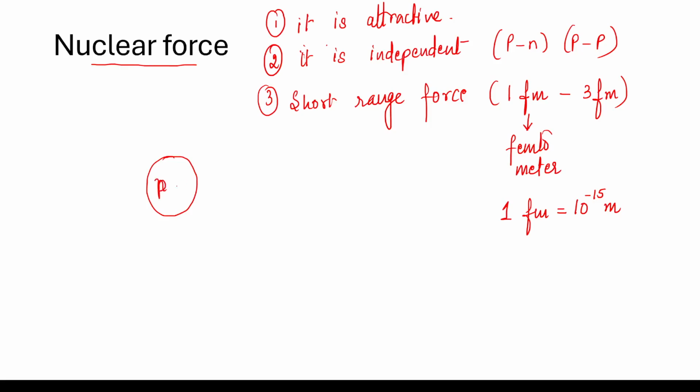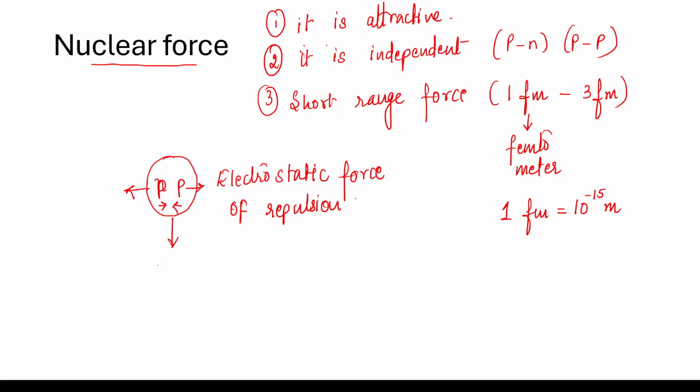Okay, forget the neutrons for a minute. If you have two protons, they are repelling each other by electrostatic force of repulsion. Okay, so they're trying to push each other away. So electrostatic force of repulsion, which depends on the charge. And then they are attracting each other by a force of attraction, which is nuclear force. So if it is a stable nucleus, the nuclear force is balanced by electrostatic force of repulsion.